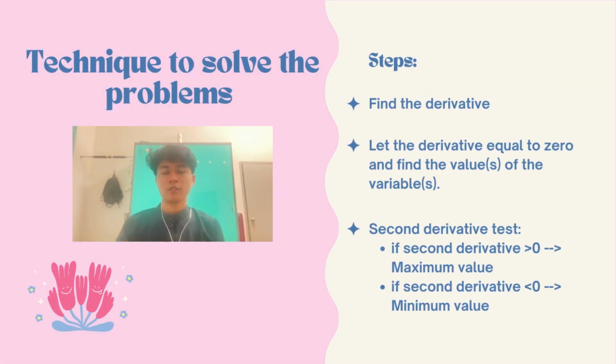This is the technique to solve the problems. The first step is to find the derivative. The second step is to let the derivative equal 0 and find the values of the variables. The last step is to do the second derivative test, which is: if the second derivative is bigger than 0, then it is a minimum value, and if the second derivative is less than 0, it is a maximum value.